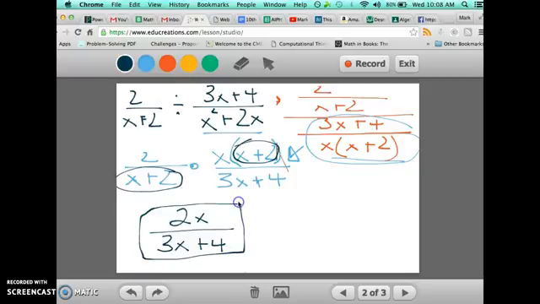Oh, Mr. Dittmer, can you cancel the x's? No, because the 4 is part of this. So if I took the x out of 3x, I'd have to take it out of 4 also, and x doesn't go into 4, so this is as simple as it gets. So that's simplifying a complex fraction.